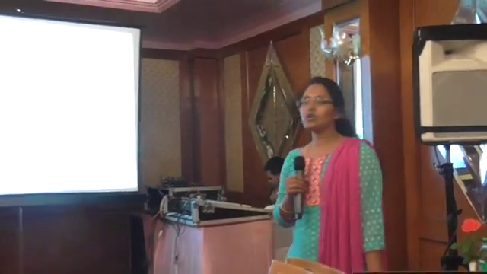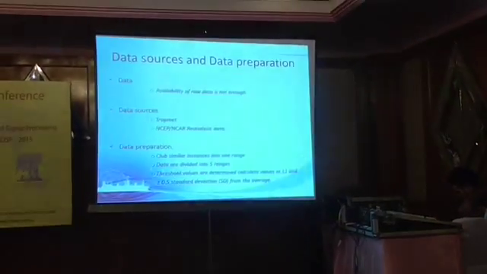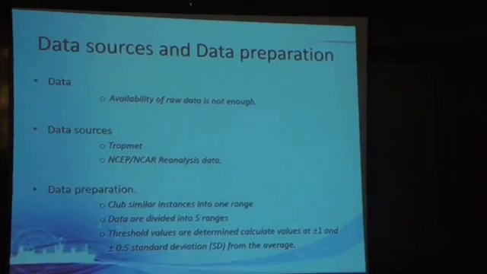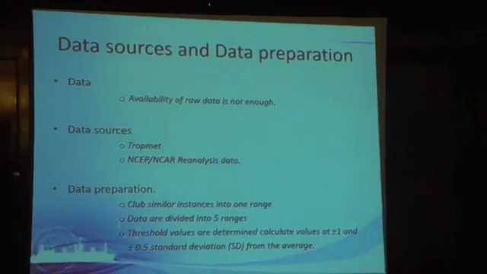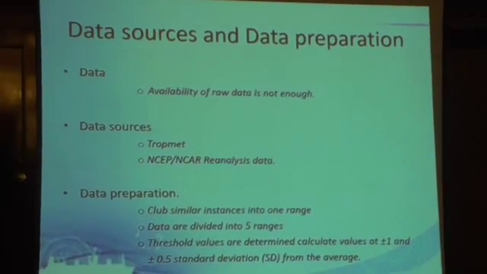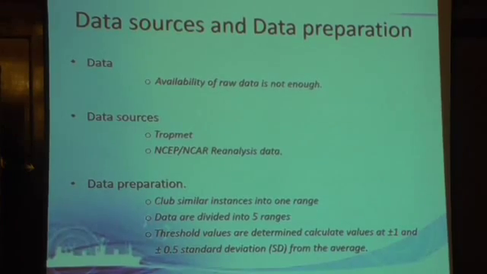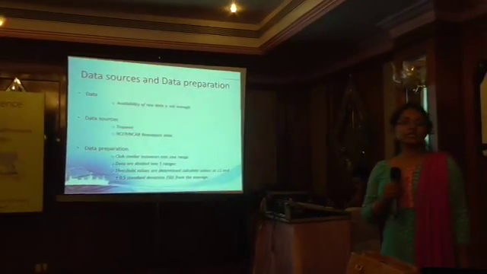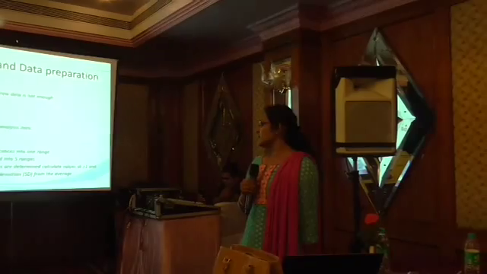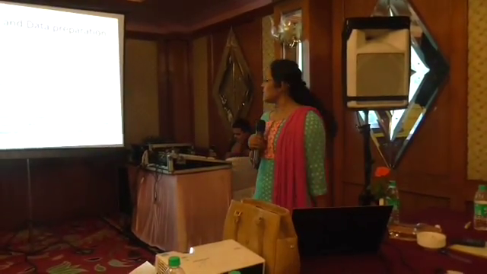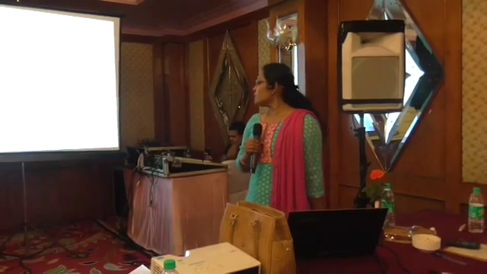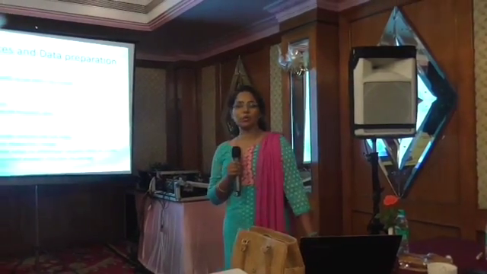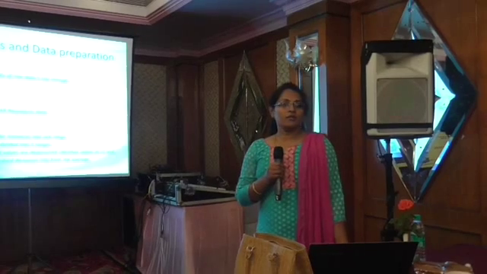Next is data source. We have used the Tropical Meteorological Department data and NCEP, National Centers for Environmental Prediction, and National Center for Atmospheric Research reanalysis data from the models of the United States of America. This is the standard data used in the current field. Next is data preparation. Because we are using data mining, we have clubbed similar instances into one range. Each variable's data is divided into 5 ranges. The threshold values are calculated as plus or minus 1 and plus or minus 0.5 of the standard deviation from the average.